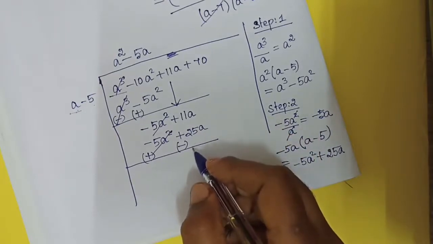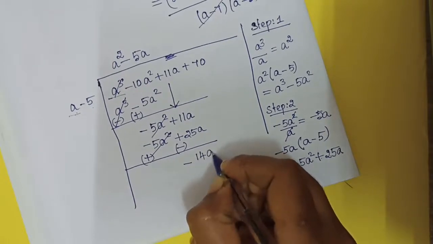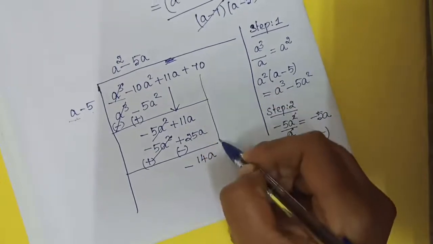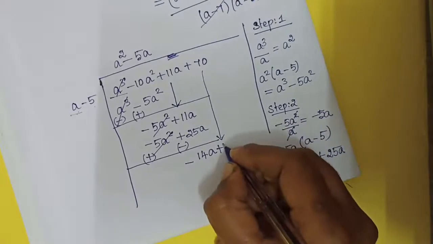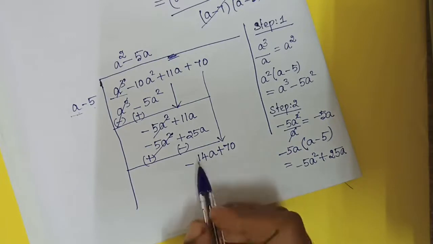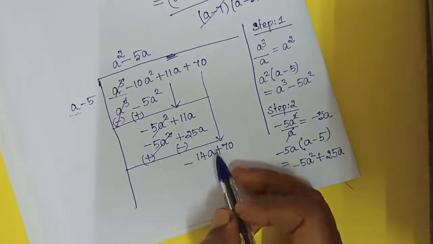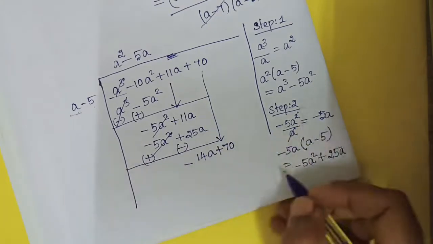Largest number having the negative sign. So minus 14a. And the last number I am taking now, plus 70. And what is the third step? The same procedure. First term divided by first term. Minus 14a divided by a.